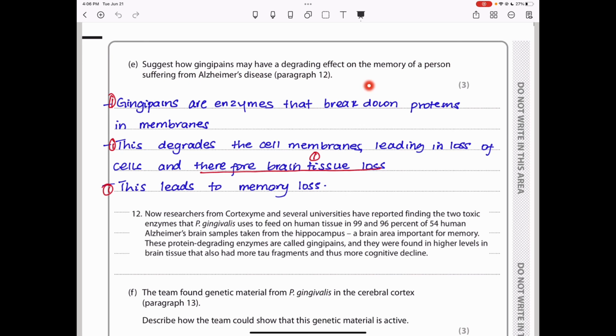So they say, suggest how the gingipains may have degrading effects on the memory of a person suffering from Alzheimer's disease. So here I say gingipains are enzymes. Of course, they've told us they're enzymes that break down proteins in membranes. So they degrade the membranes, and this will lead to loss of cells. So cells are going to be lost, and then brain tissue is going to be lost. Now remember, a group of cells creates tissues. If cells are lost, it means tissues are going to be lost. And if tissues are lost, it means there is no interconnection between one neuron and another, and therefore this can lead to memory loss. So destruction of cells due to the breakdown of their membranes leads to the loss of tissues, and this loss of tissues leads to failure for different neurons to connect. That can lead to memory loss.